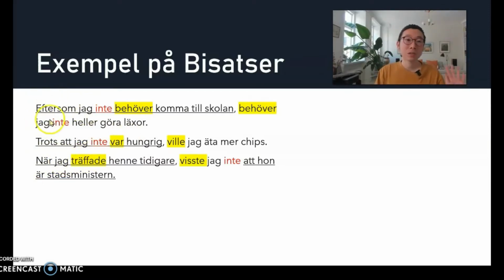So after the subjunctions, eftersom, trots att och när, det börjar alltid med subjekt. So after the subjunctions you always begin with the subject. That's also an important rule. So you cannot begin with an adverbial in the subordinate clause. It is not possible in Swedish grammar. So you have to begin with the subject.